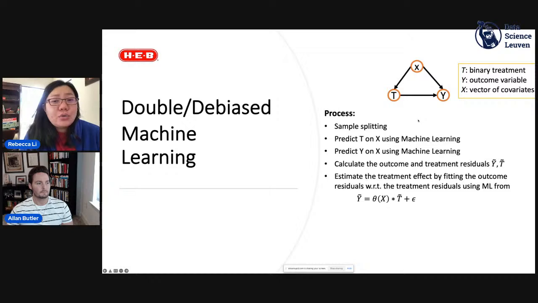So how do we remove the confounding effect of covariates on treatment? Here is a standard process of DML, so I will not go through this. And if you are interested, we can look at some math formulas later together.